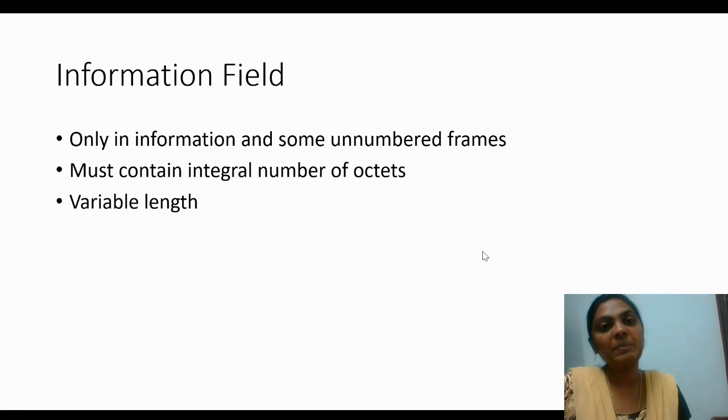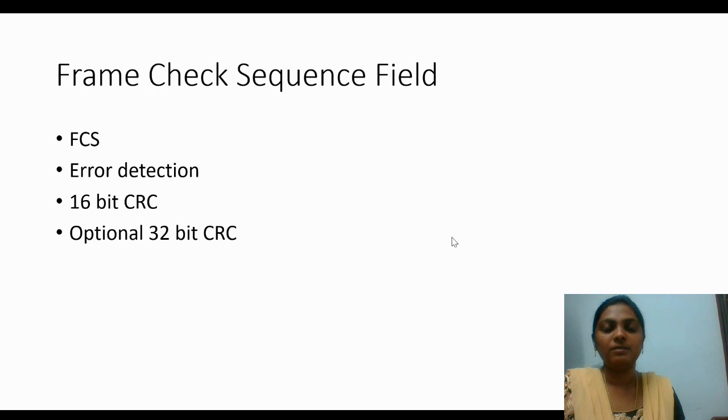And then coming back to the frame structure, the next field after the control field is the information field. This contains the actual data which is to be transmitted. So it is obviously a variable length field, and it contains an integral number of octets. The next field is the frame check sequence, or the FCS field. We all know this field is particularly used for error detection, and this includes a 16-bit CRC. That helps the receiver identify whether any bits have been changed or not.